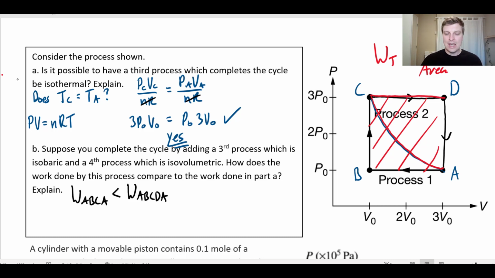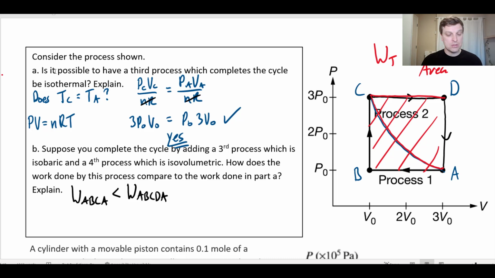When I go from C to A, the pressure is dropping. So I'm doing less work because I'm fighting against a smaller and smaller pressure over time. Whereas when I go C to D, I'm doing much more work because the pressure stays constant. And then I just drop back down from D to A, and I don't do any work in step D to A, but I've already done all that extra work in steps C, D.